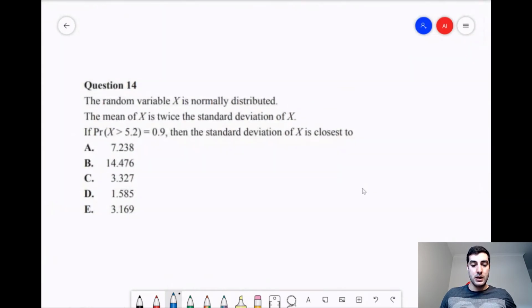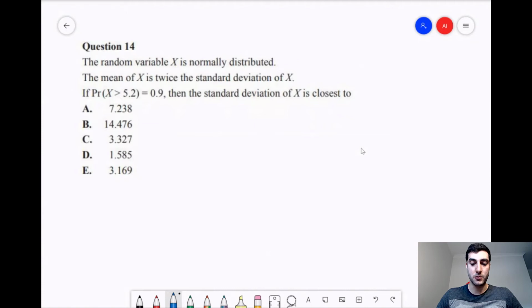Moving on to the next question, question 14. The random variable X is normally distributed. The mean of X is twice the standard deviation of X. If the probability of X being greater than 5.2 is equal to 0.9, then the standard deviation of X is closest to... Great. There are a couple of things we can write down straight off the bat. We know the mean is twice the standard deviation, in other words the mean is equal to 2 sigma. That's an important expression, and obviously both of these are for X. We also have the probability that X is greater than 5.2 is equal to 0.9.